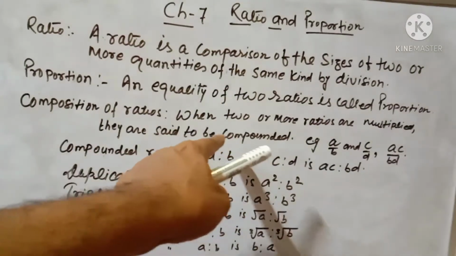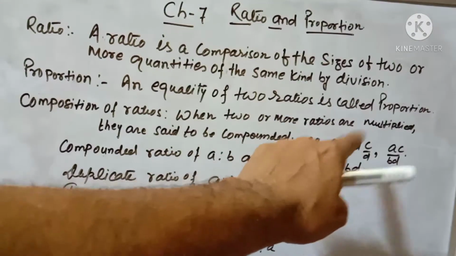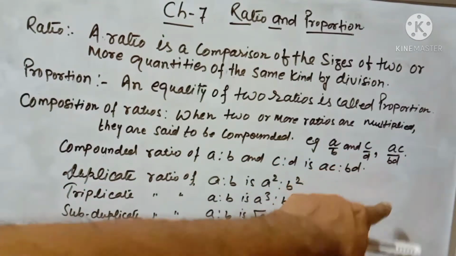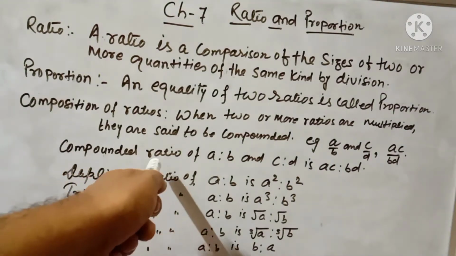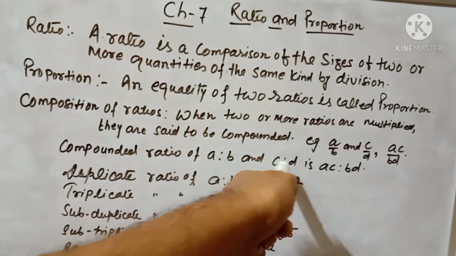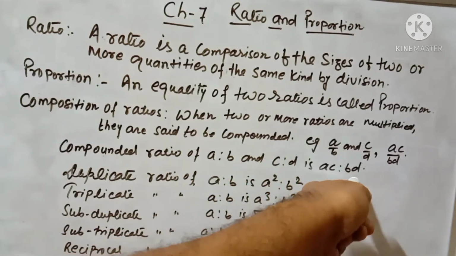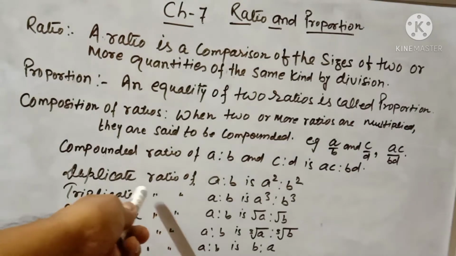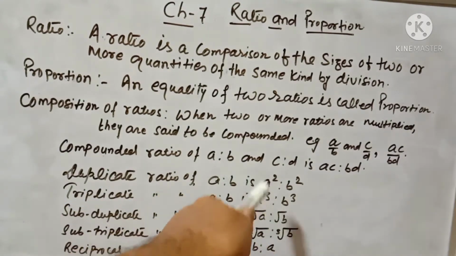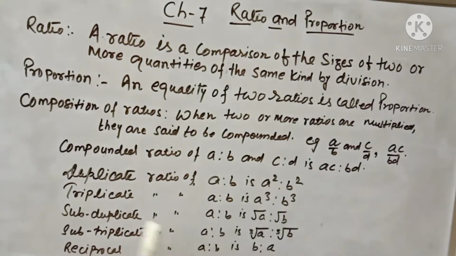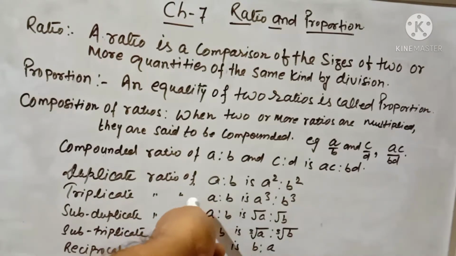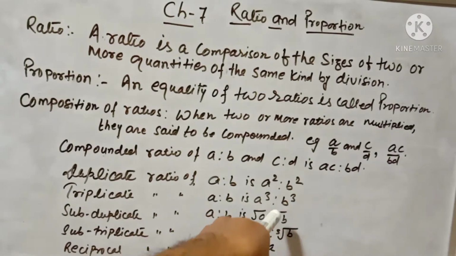Compounded, such as a by b and c by d. We can write a into c, that is ac, and b into d, that is bd. Now the compounded ratio of a is to b and c is to d is ac is to bd. Duplicate ratio: the duplicate ratio of a is to b is a square is to b square, and the triplicate ratio of a is to b is a cube is to b cube.